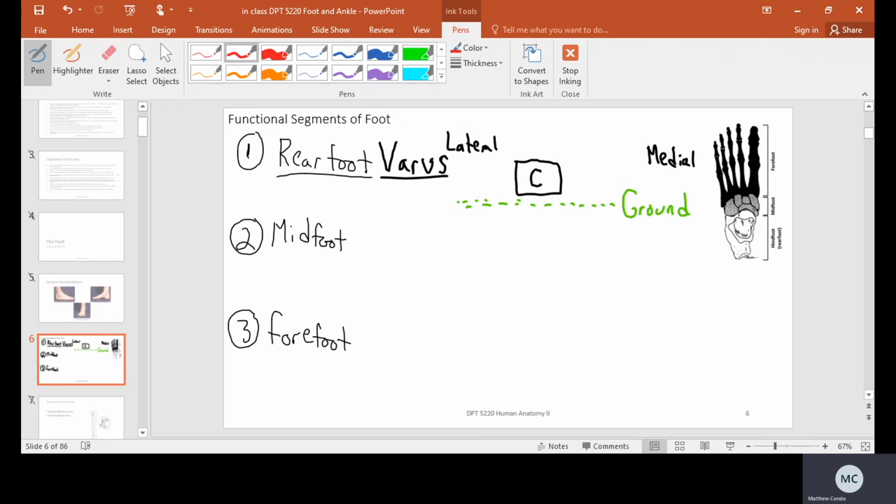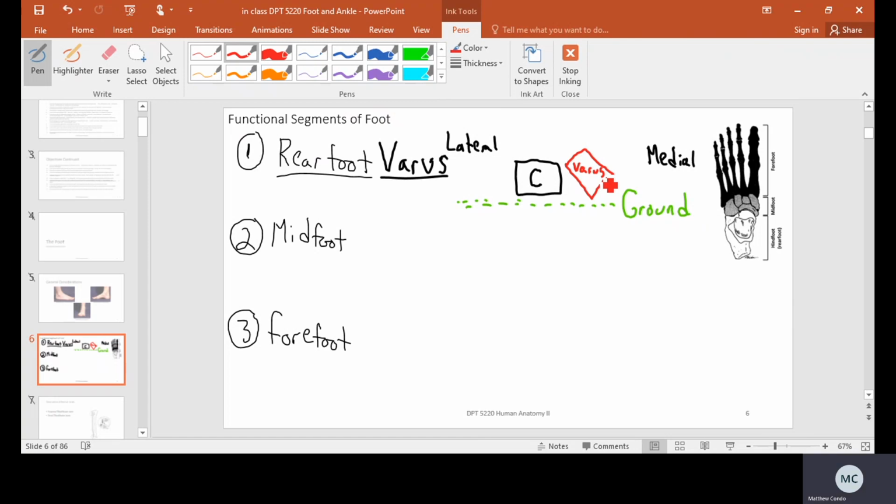That's what genu varus is. So rear foot varus essentially means that the lateral portion of my calcaneus is going to be on the ground, and the medial portion is going to be up in the air. So it's going to look like, and this is an exaggeration, but it's going to look like that. Lateral portion on the ground, medial portion up in the air.